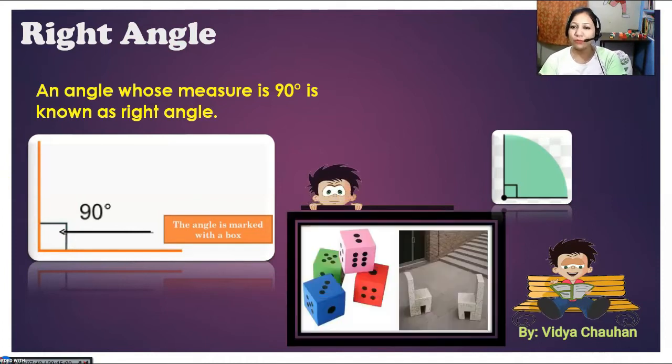So, what are the real life examples? Yes, you can see there are dices. The dices which you use while playing Ludo are the best example of 90 degree angle, right angle, and so are the chairs which are present at your home. Similarly, you can find many more shapes which are connected with 90 degree or right angle.